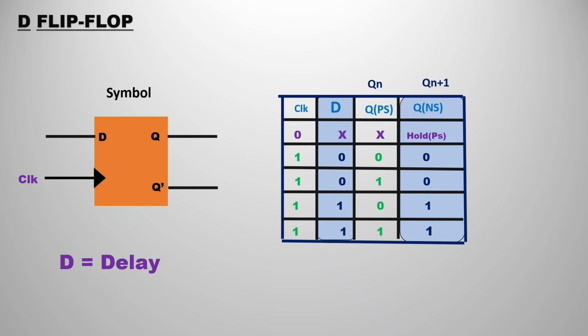This flip-flop is generally designed to simply delay the input and produce it at the output. I have highlighted two columns, the D column and the next state column, because both of them are the same. Whatever input you pass, the same value is produced at the output. Whatever is in the present state doesn't matter; the thing you pass is what you obtain as the next state output. If you pass 0 in D, you get output 0. So D and Qn plus 1 are the same. This is an important point, remember it.